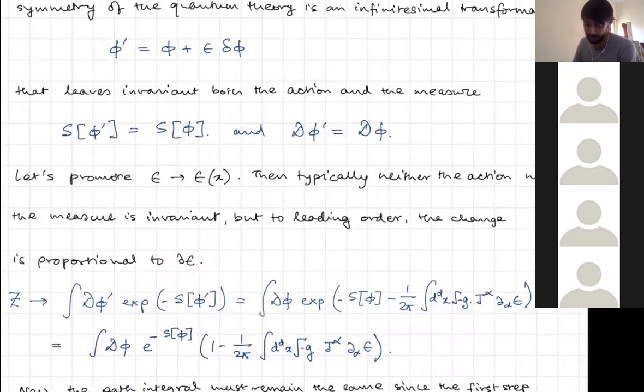So we have z, and z now goes to the integral of del phi prime, exponential of e to the minus S of phi prime. Now we expand this out. As you know, I've put in these factors of minus root g in. Don't be too bothered about that. We can neglect that if you want. But we will have something which is an integral over del epsilon multiplied by this j alpha, right?